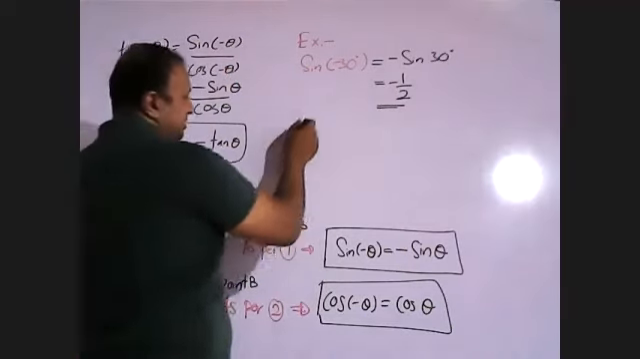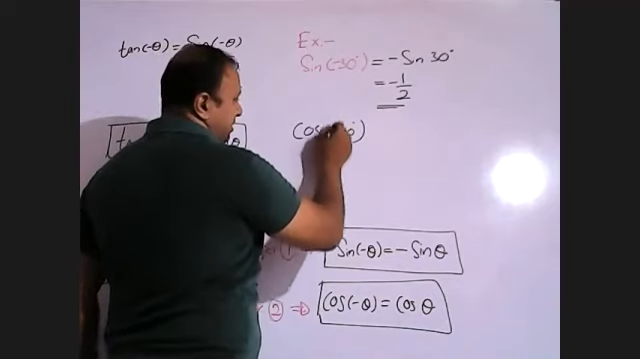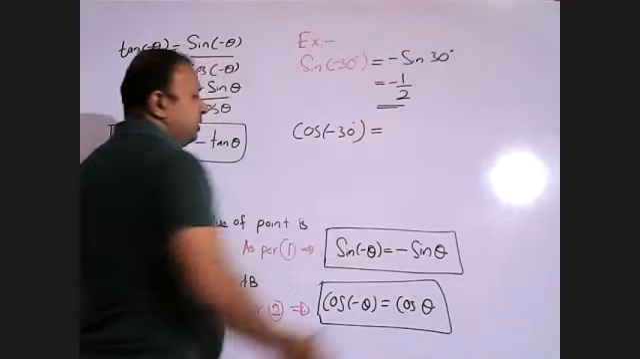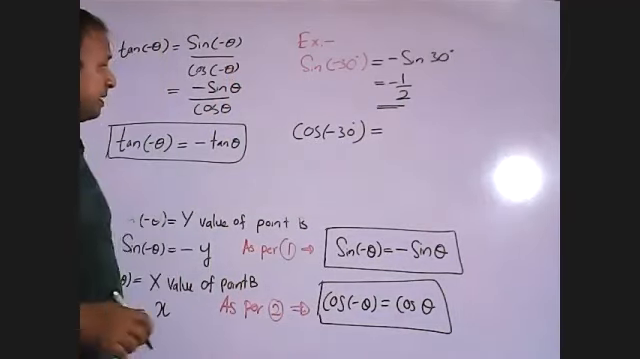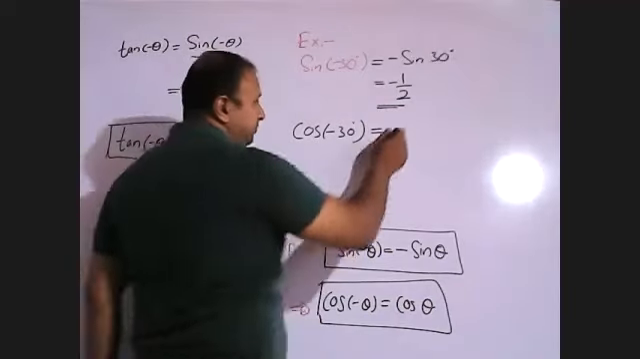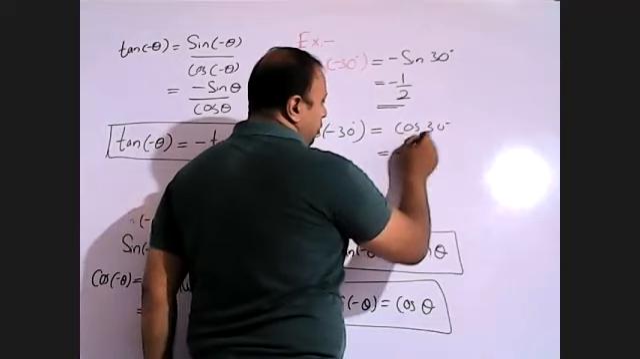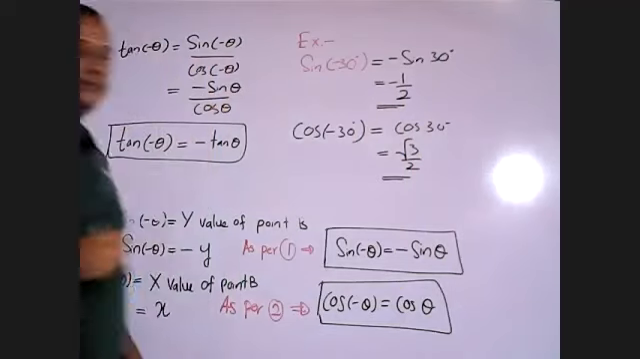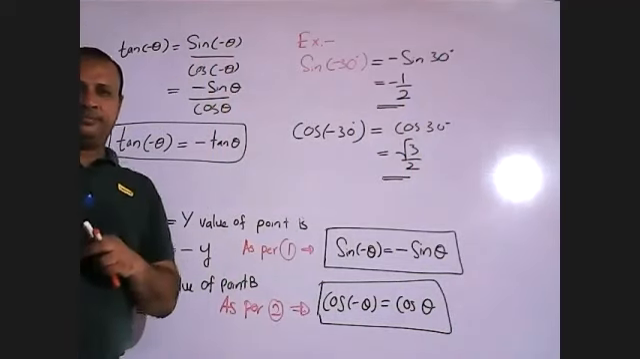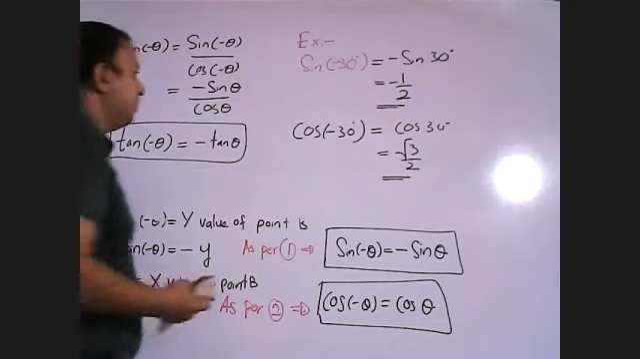Then cos minus 30. According to these equations, cos minus 30 doesn't change. Therefore, it is equal to cos 30, which is equal to root 3 over 2. Those are the examples. Write down these two.